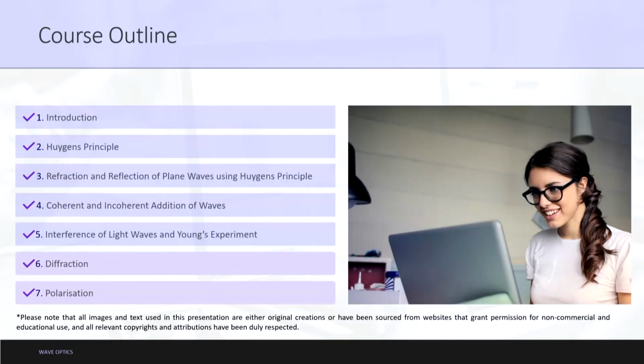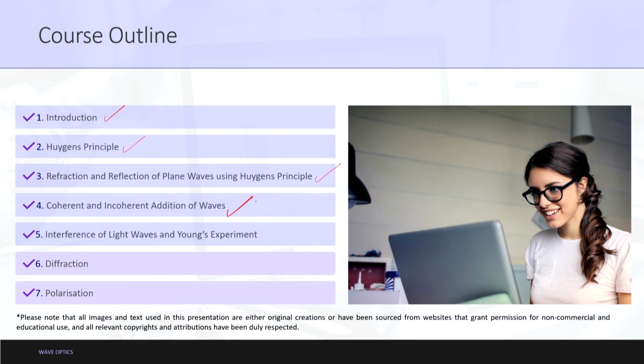Let's begin our discussion. First of all, a course outline for you. We started with the introduction concept of wave optics, then went on to Huygens' principle about wavefront, then the refraction and the reflection principles were proved using Huygens' principle and the wavefront concept. Then we went on to the fourth concept, that is coherent and incoherent addition of waves, in which we understood the concept of intensity being maximum or intensity being 0. After that we went to a small concept called the Doppler effect.